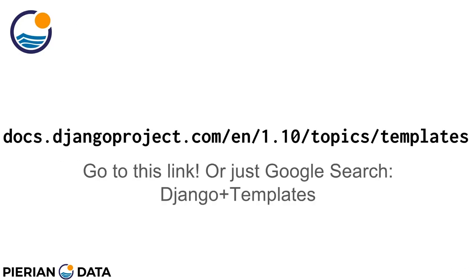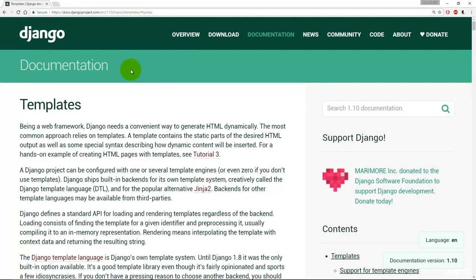You can go to this specific link. This is the documentation link for templates for 1.10, this version of Django, or you can just Google search Django plus templates, and it'll probably take you to this page. I'm going to hop over there now. Alright, so here we are at the documentation page for Django templates.